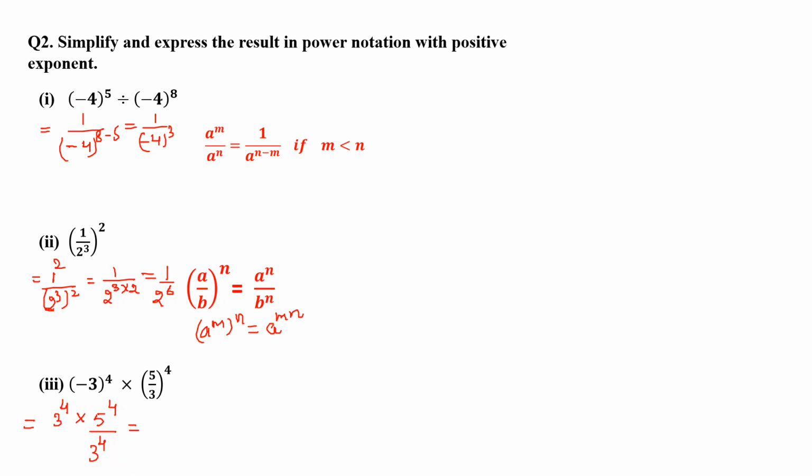Now you see in the numerator and denominator base is same, so I'm going to subtract the power. So 3 to the power 4 minus 4 multiply by 5 to the power 4. And 3 to the power 4 minus 4 is 3 to the power 0 into 5 to the power 4. 3 to the power 0 is 1. So 1 into 5 to the power 4, your final answer is going to be 5 to the power 4. Okay, now moving to the next question.